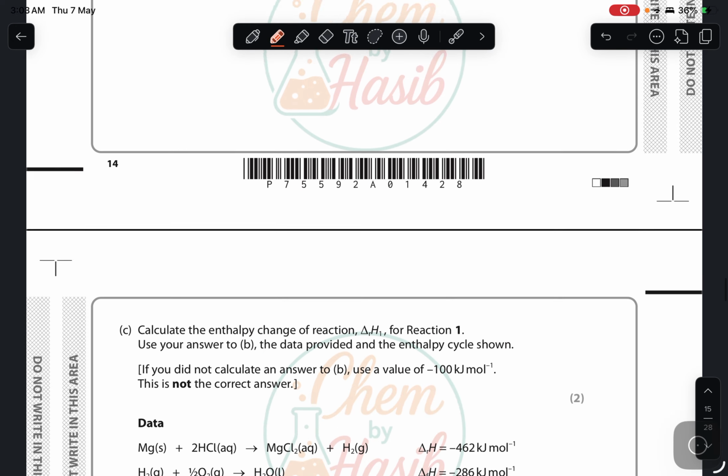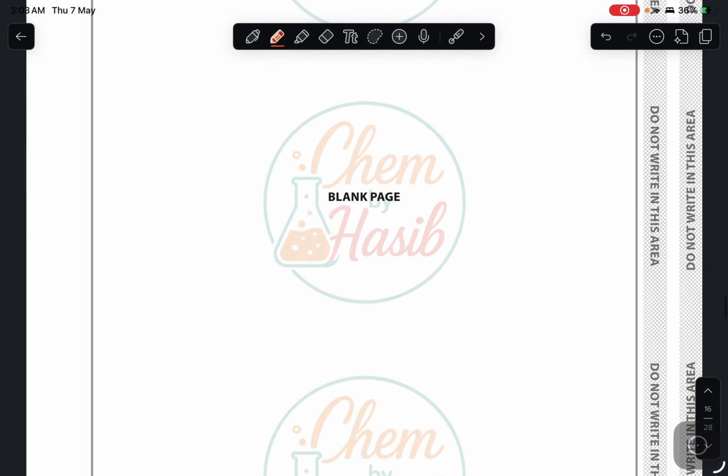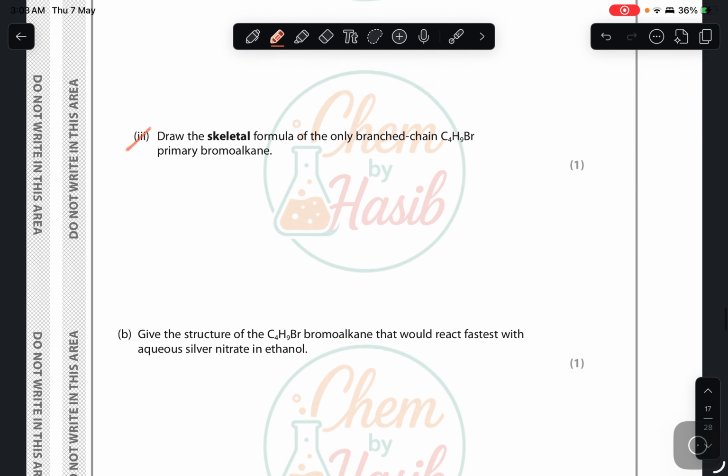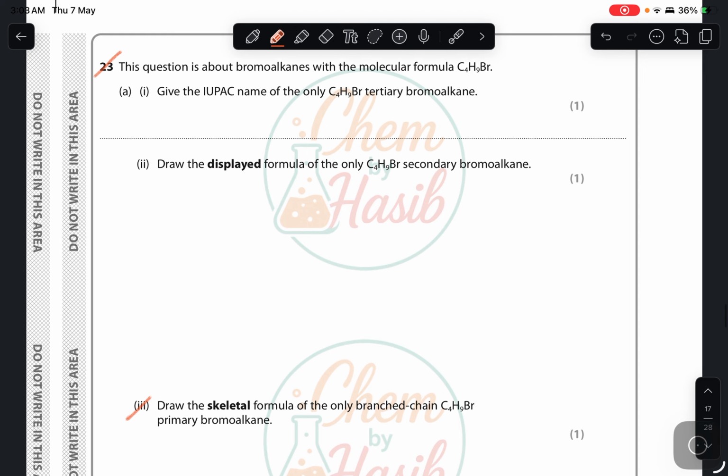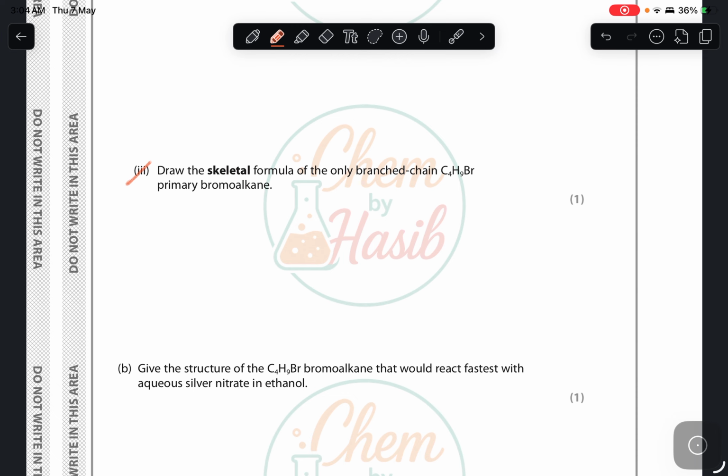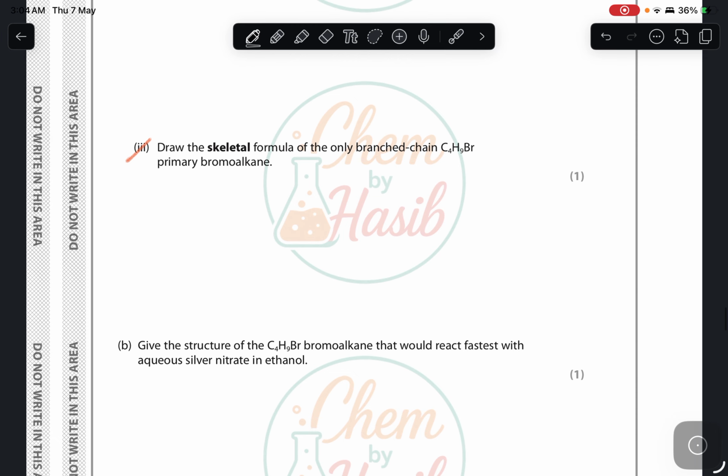Then we move on to question number 23A3. It asks for the skeletal formula of the only branched chain C4H9Br primary bromoalkane. Let me draw the structural formula first, so it becomes easier for you to understand. So that's CH3, and we give another CH3. This is a branch. So there's H, give a CH2, and you give a bromine.